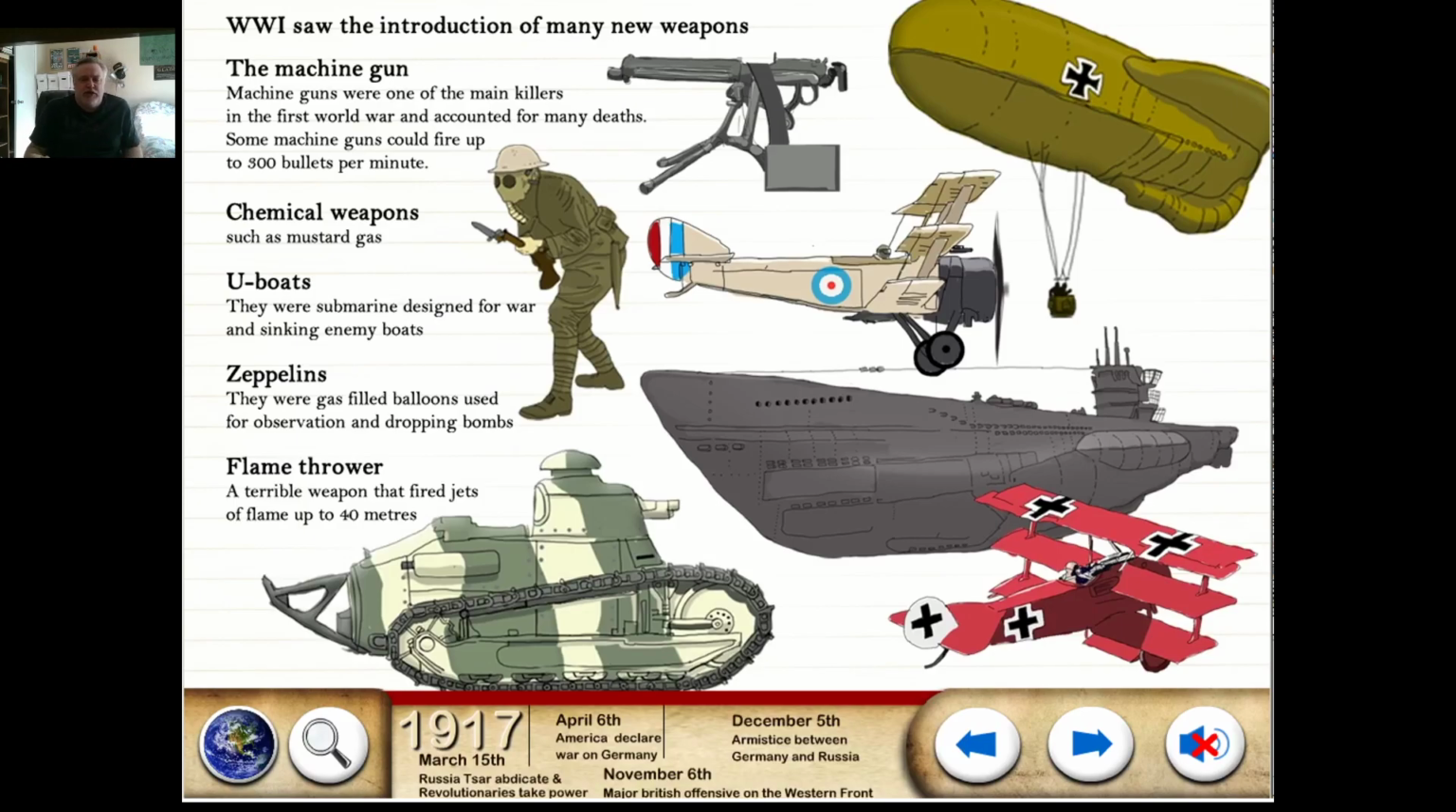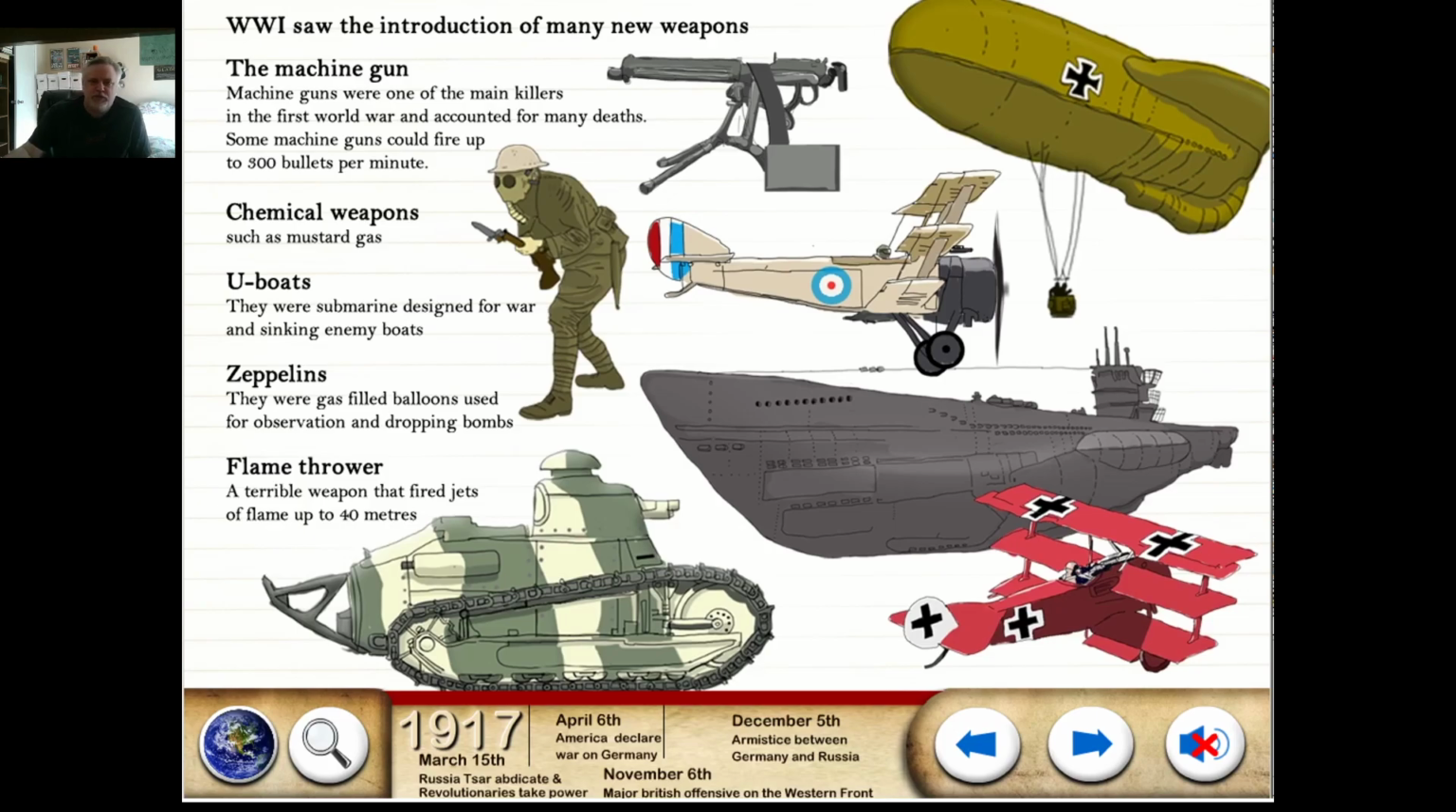You had tons of new weapons used for the first time in this war. The machine gun at this point has been around maybe 15, 20 years. The Gatling gun, of course, is older. It was actually still in use in this war. But you have the first true machine guns that could fire as many as 300 rounds per minute. Chemical weapons were used heavily for the first time.